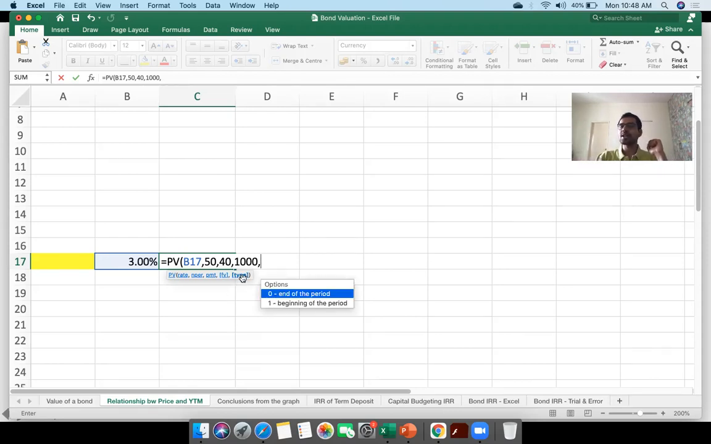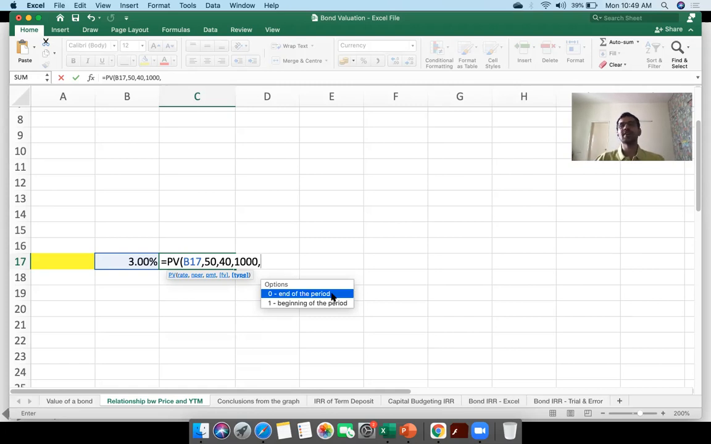Then there is something called type, where you have to select either 0 or 1. 0 refers to the end of the period and 1 refers to the beginning of the period. If I select 0, all the cash flows are received at the end of each period, which means at the end of year 1, 2, 3, and so on. If I select 1, I receive cash flows at the beginning of each period. Since we are dealing with bonds, we receive coupon and face value at the end of each year, so I'm required to select 0.